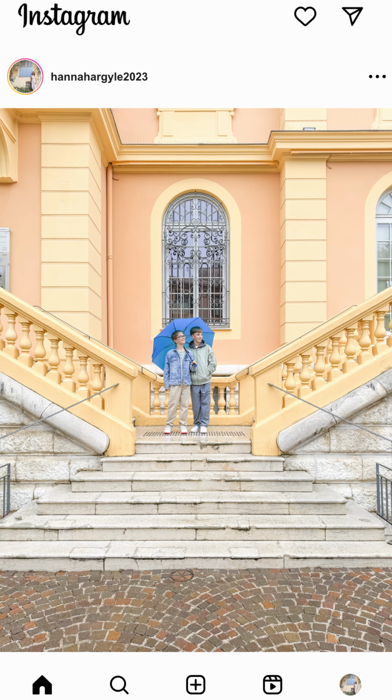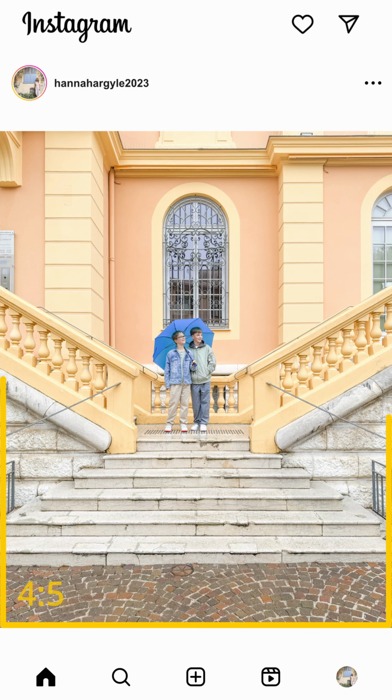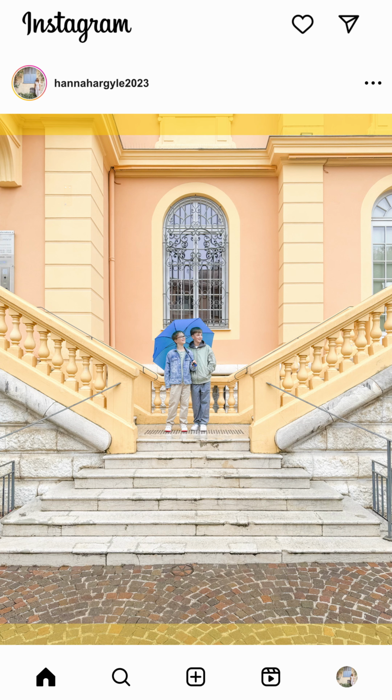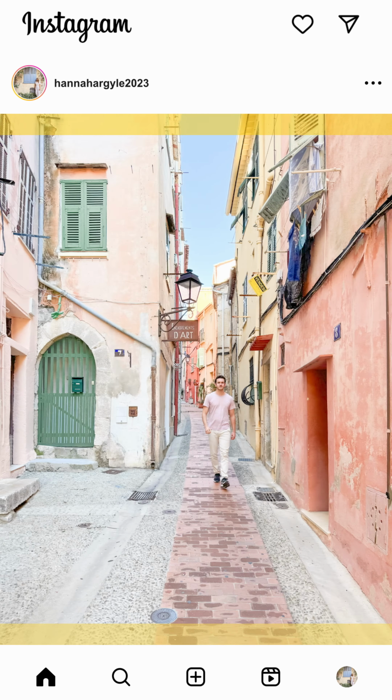It's worth keeping in mind that Instagram crops your photos to a 4:5 ratio. Although you don't lose much from an iPhone photo, you will lose a little bit from the top and the bottom of your frame, so make sure there's nothing really important happening in those areas.